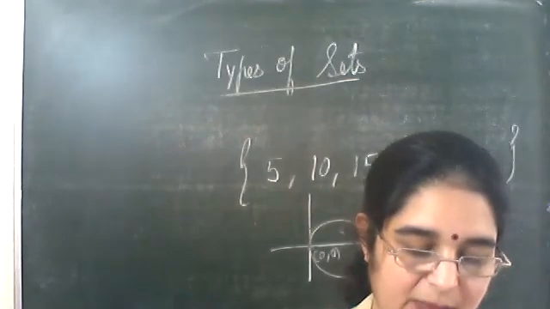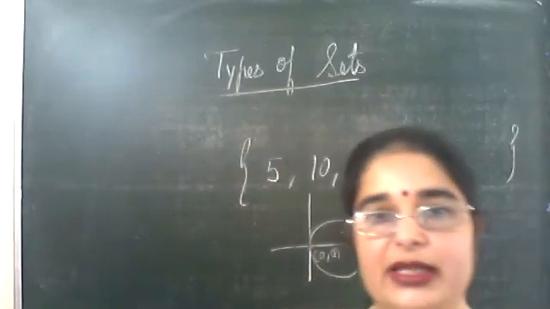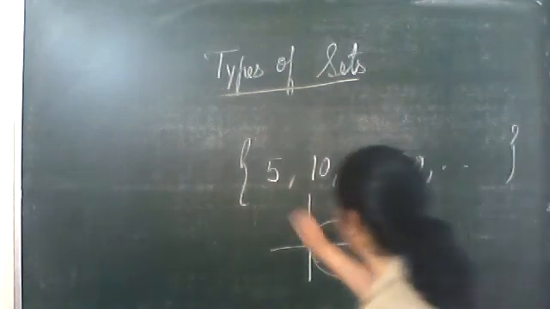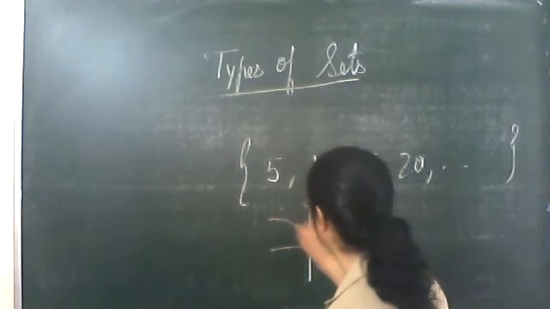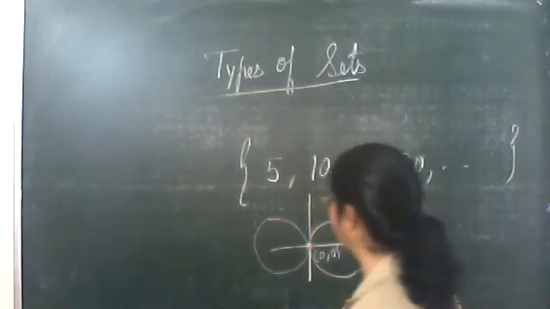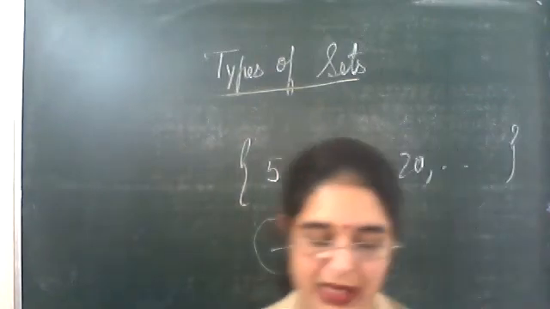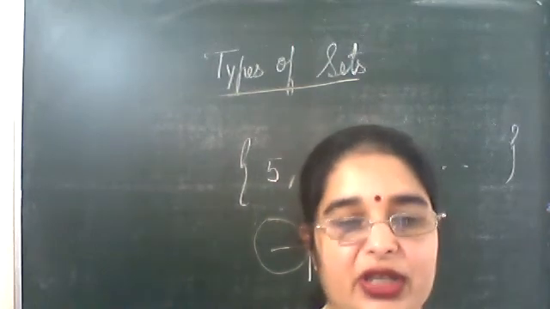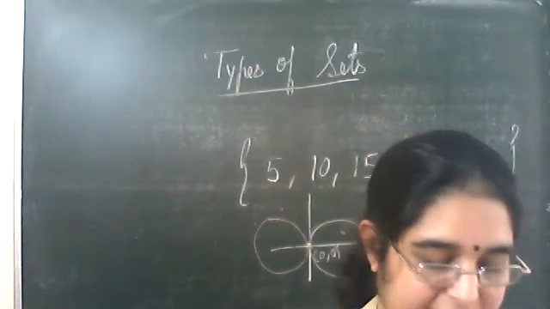Set of circles passing through the origin. When a circle is passing through the origin, it will be this way. Passing through the origin. Is it clear? Set of circles passing through the origin. Please unmute yourself and tell the set of circles.